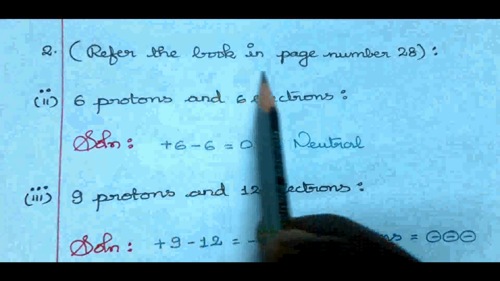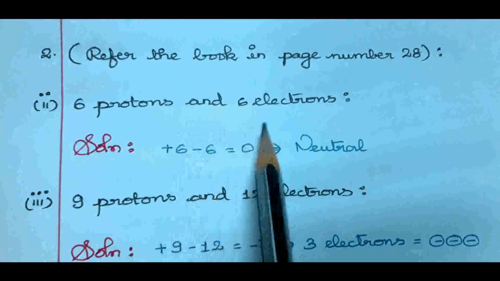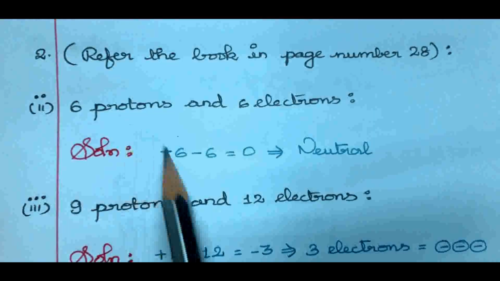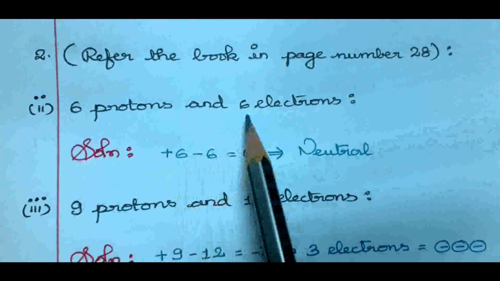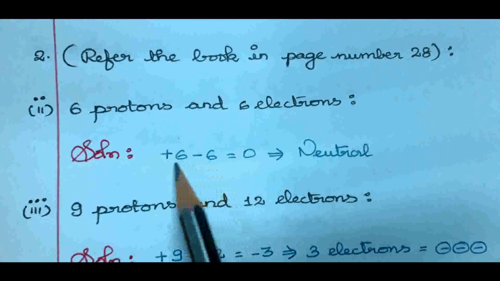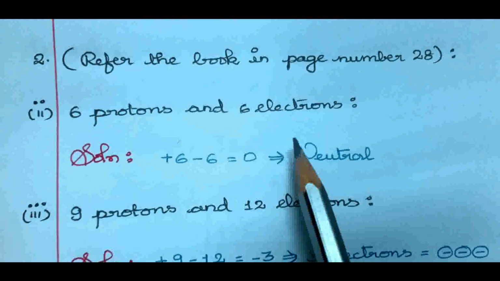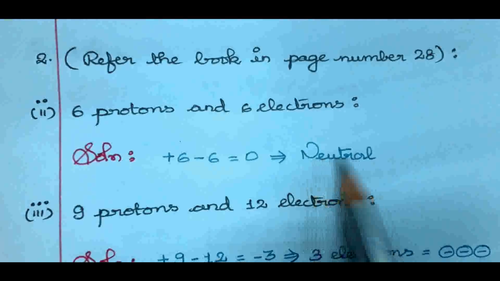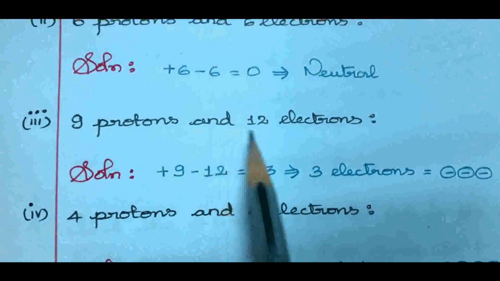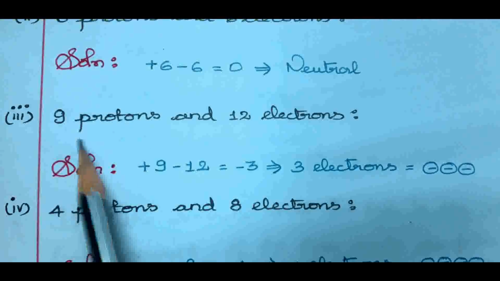For the second question, we refer to the book, page number 28. The first question we have seen in the book. Second one, 6 protons and 6 electrons. Protons represent plus, therefore plus 6, and 6 electrons represent minus 6. If both pair up with different signs, it is equal to 0. If it is 0, in this atom format we will call it neutral. Clear? And next, third question, 9 protons and 12 electrons. A proton is plus, so plus 9.